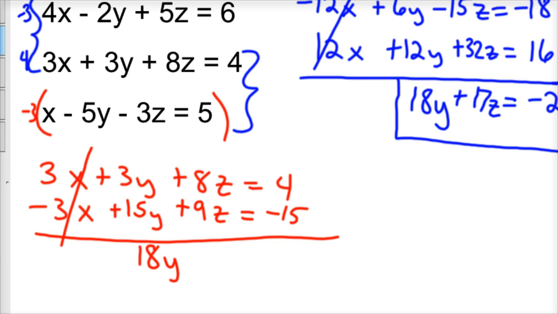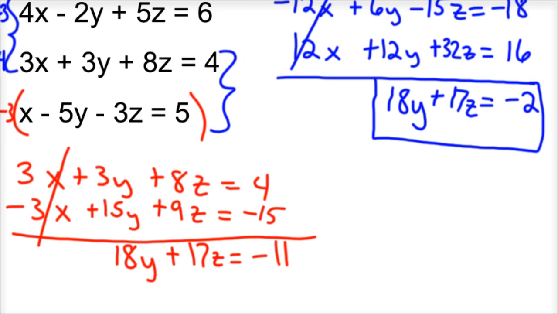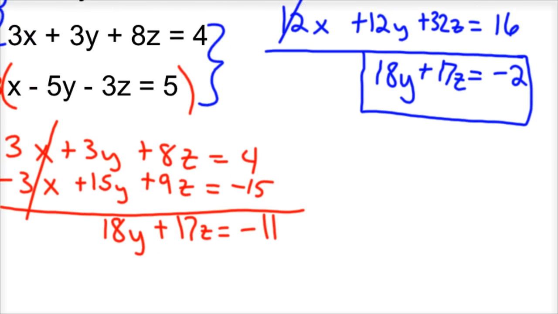You add down, these cross out, 18y, I'm starting to see something repeating here, plus 17z equals -11. Sorry, getting late in the day. My arithmetic goes downhill quickly at the end of the day, just like many of you do.